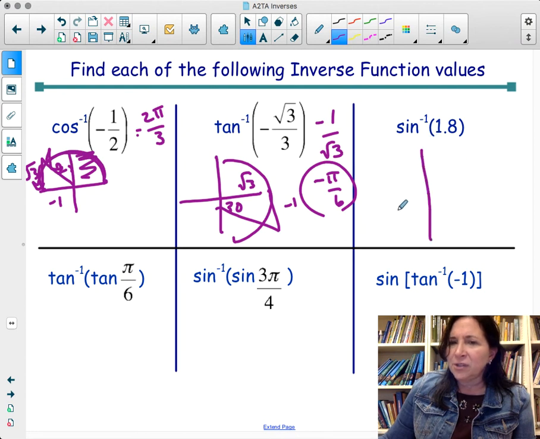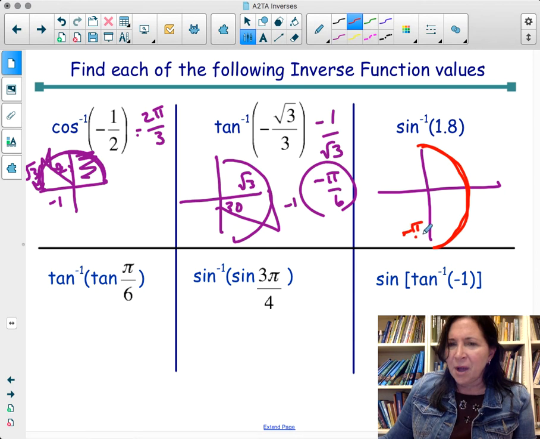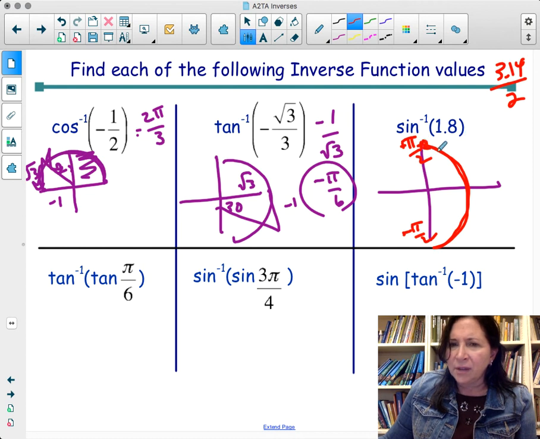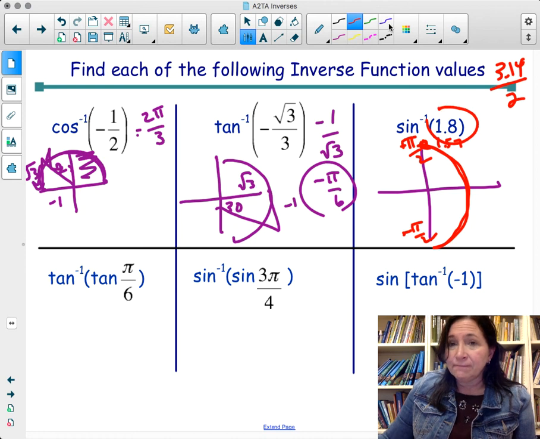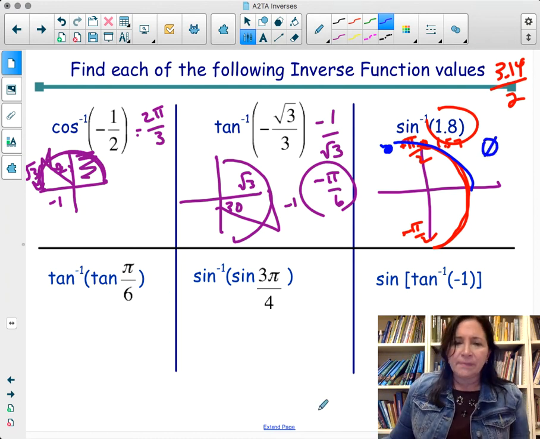This is a little bit tricky because sine is only from negative pi over 2 to pi over 2. And if you think about it, pi is 3.14. Cut that in half. You're at 1.57. So this is 1.57. So where's 1.8? So 1.8 is like over here somewhere, which is out of our area. So this one has no solution.